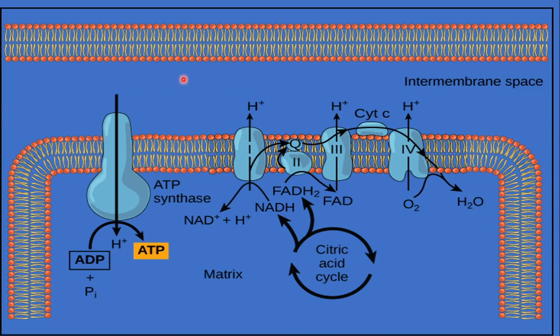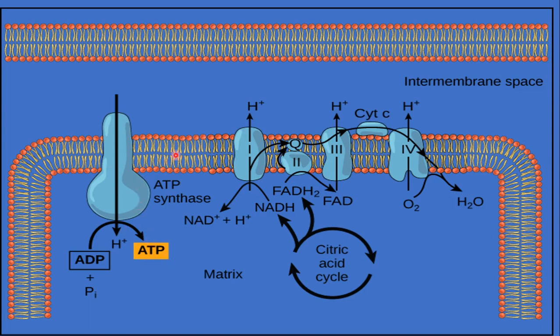Due to accumulation of protons here, what happens? There is a concentration gradient of proton created. High concentration in the intermembrane space, and in the matrix is low concentration. So as a result, what will happen? There will be a rush of protons from the intermembrane space to the matrix. That rush will release energy. That energy is trapped by ADP and inorganic phosphate to form ATP molecule. So this way, there is yield of ATP.